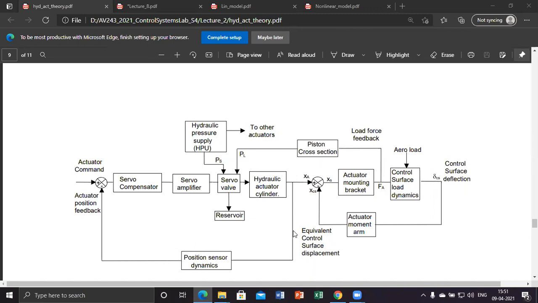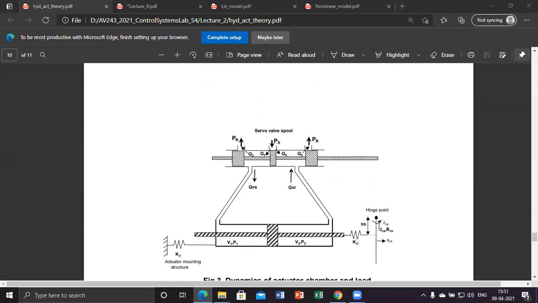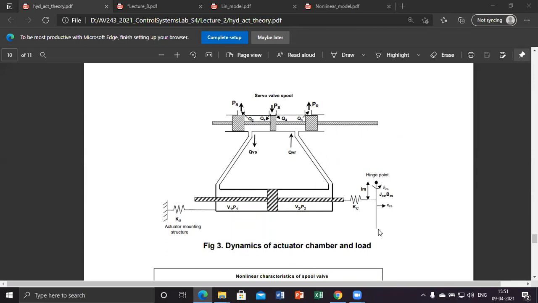Any doubt on this diagram? So can you give an aircraft analogy for this diagram? Aircraft means this is the control surface. This is the equivalent thing. This is the aircraft control surface. Sir, so the actuator command will be something that is given by the pilot.